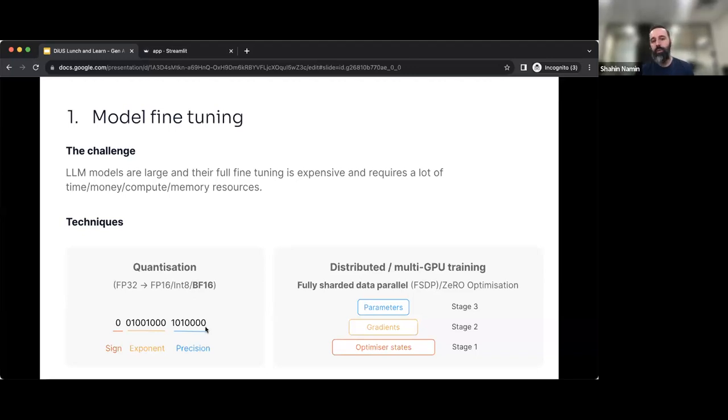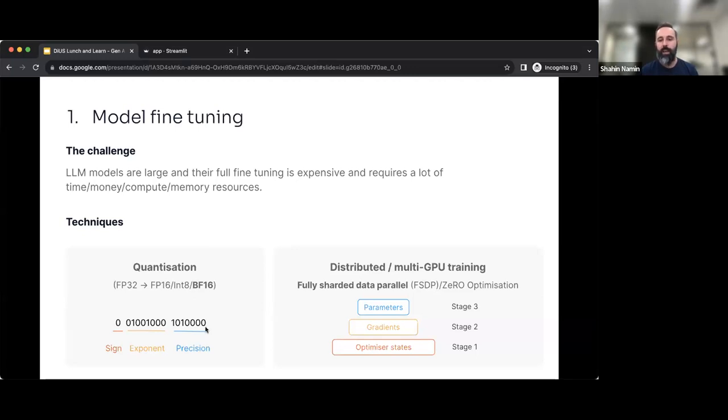Next technique that you might use is, hopefully you have access to some GPUs, more than one GPU, and you might be able to use distributed training of these models. One technique that is being used extensively for tuning and training these models is called fully sharded data parallel, which is an approach that was proposed in 2019, also with the name ZeRO optimization.